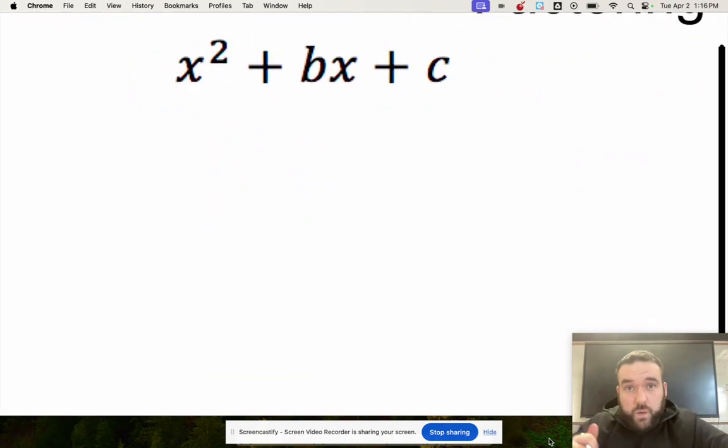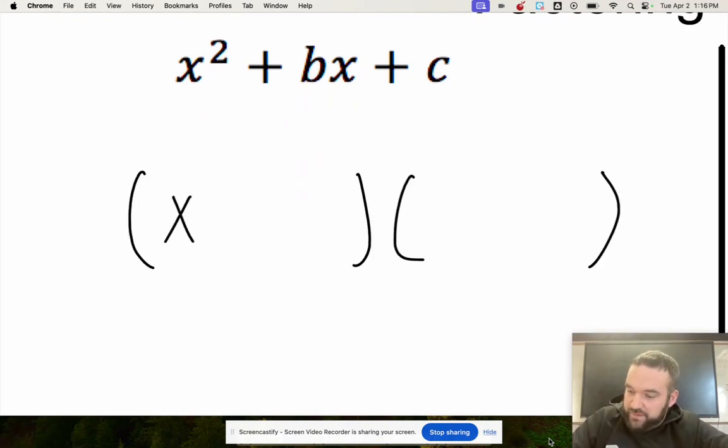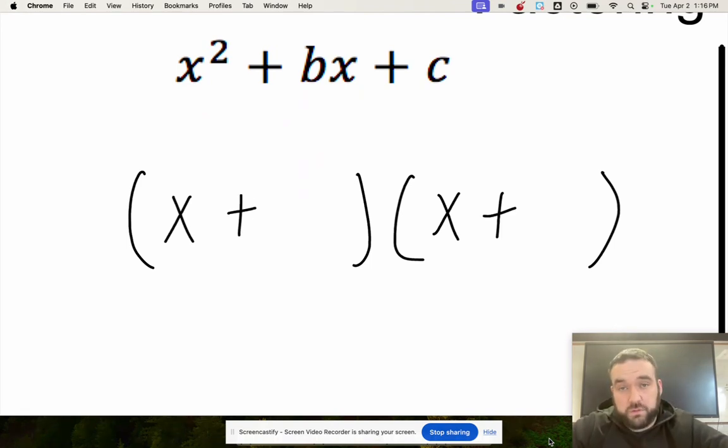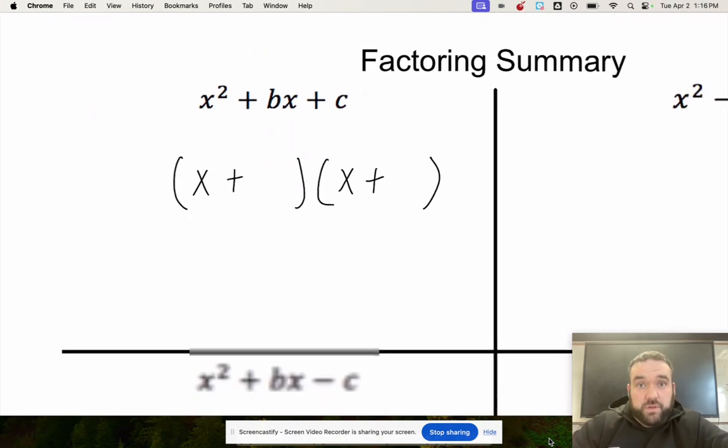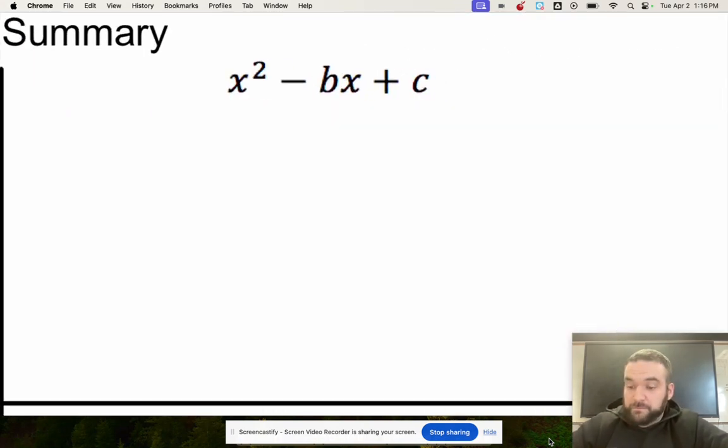If you see x squared, but the next two terms are both positive, what that tells me is I have to have x and x in each binomial, and I do know it's going to be two positive numbers. I need two numbers that multiply to c, but then when I combine like terms, I get a positive value. There's only one option, that's two positive numbers.